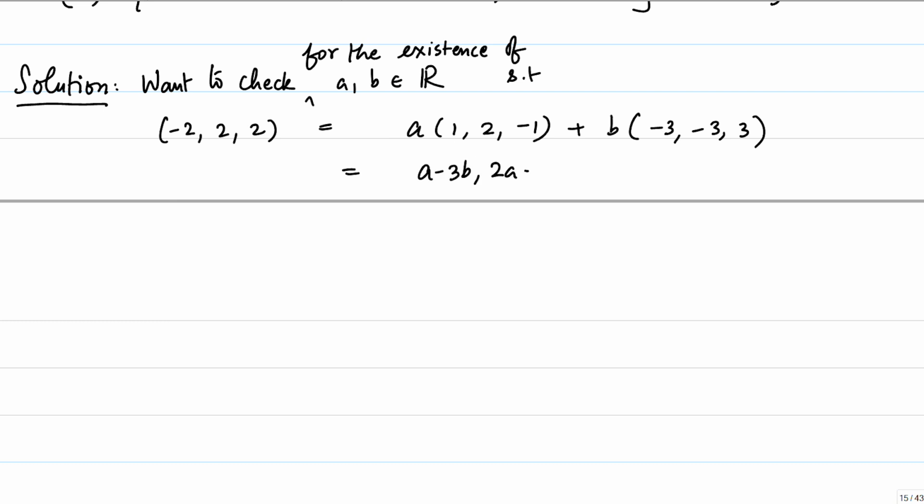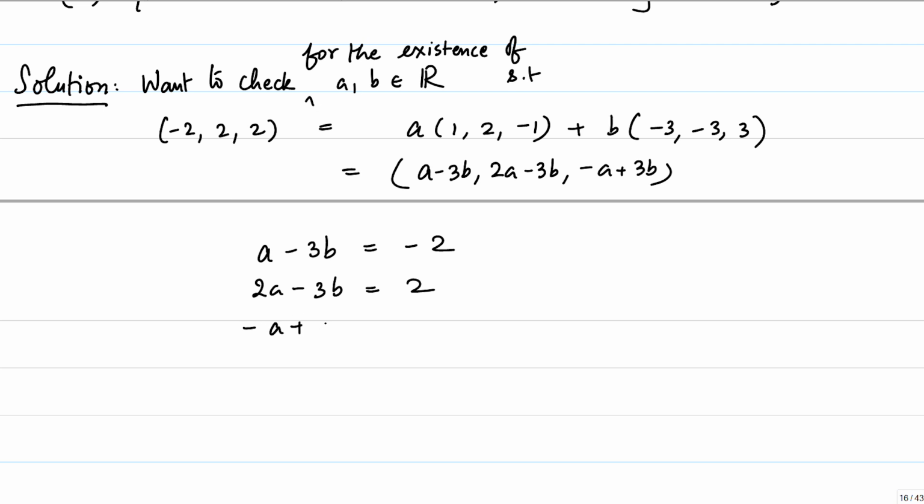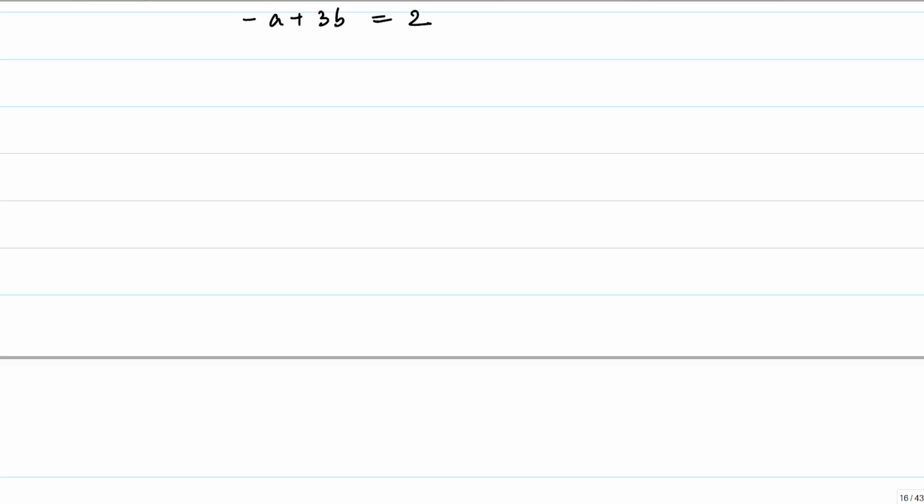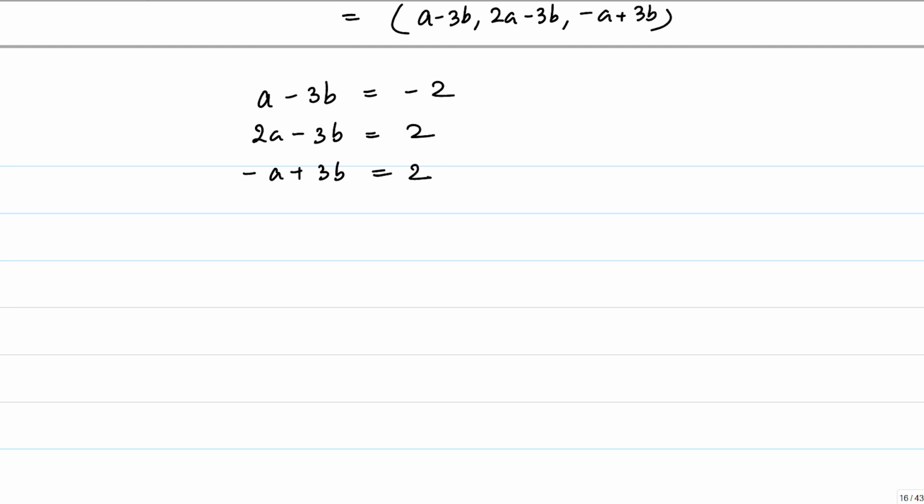This is 2a minus 3b and minus a plus 3b. So what we want is a solution for the system of equations, which is written down here: 2 and minus a plus 3b is equal to 2. Okay, so what can we say from here? a minus 3b is equal to minus 2. These two directly imply a minus 2 is equal to 2, which implies a is equal to 4.